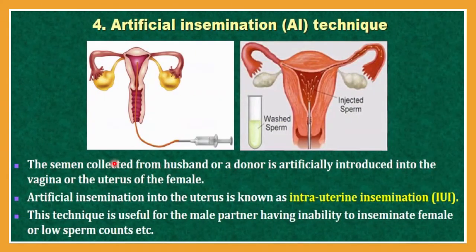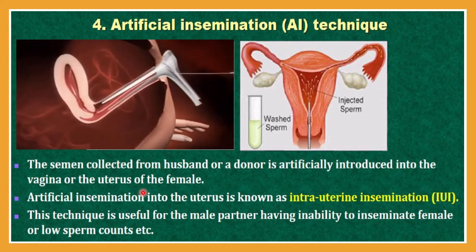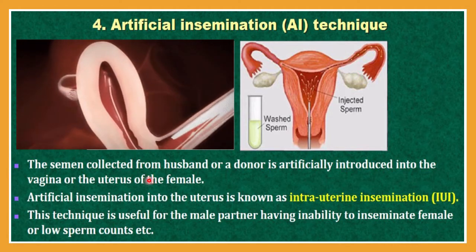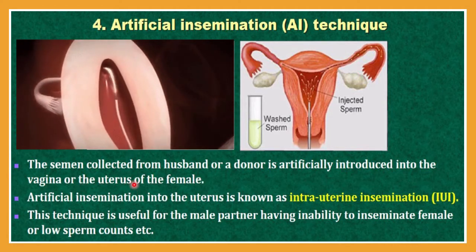The next method is artificial insemination, called the AI technique. Here the sperm is collected from the husband sometimes, and sometimes from a donor if the husband is not capable of spermatogenesis. At that time a donor sperm cell is collected and artificially introduced into the vagina. Here you can see it is artificially introduced into the vagina or the uterus of the female by using some instrument. Sometimes it is inserted in the vagina, sometimes directly into the uterus.